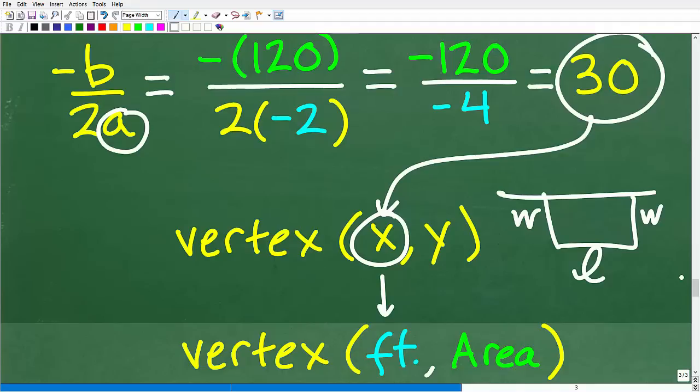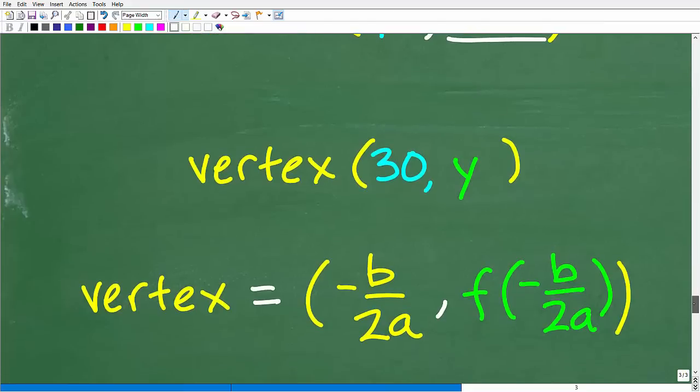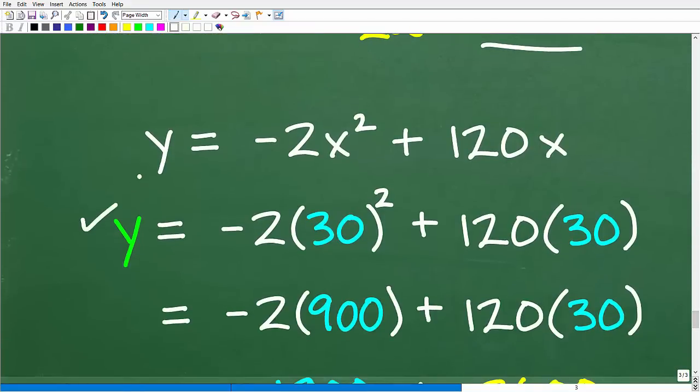So we are almost done. But remember, the y component of our vertex represents the maximum area because that is the question. So we still have to figure out the y, which of course is the answer to this problem. And to do that, we need to do this part of the formula, which is f of minus b over 2a. All that means is that we're going to take our x coordinate and plug it into the function. When we do that, we will get our y.